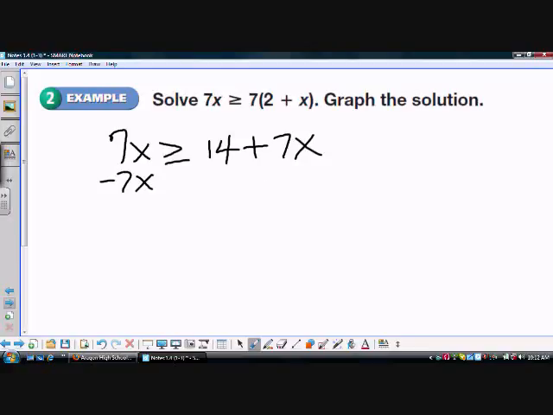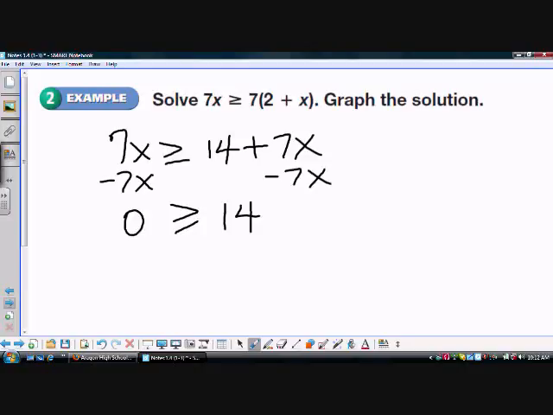Subtract 7x from both sides of the inequality. 7x minus 7x is 0. I'm going to need to put the zeros there to hold the place. 0 is greater than or equal to 14. 7x minus 7x is 0, so 14 plus 0.